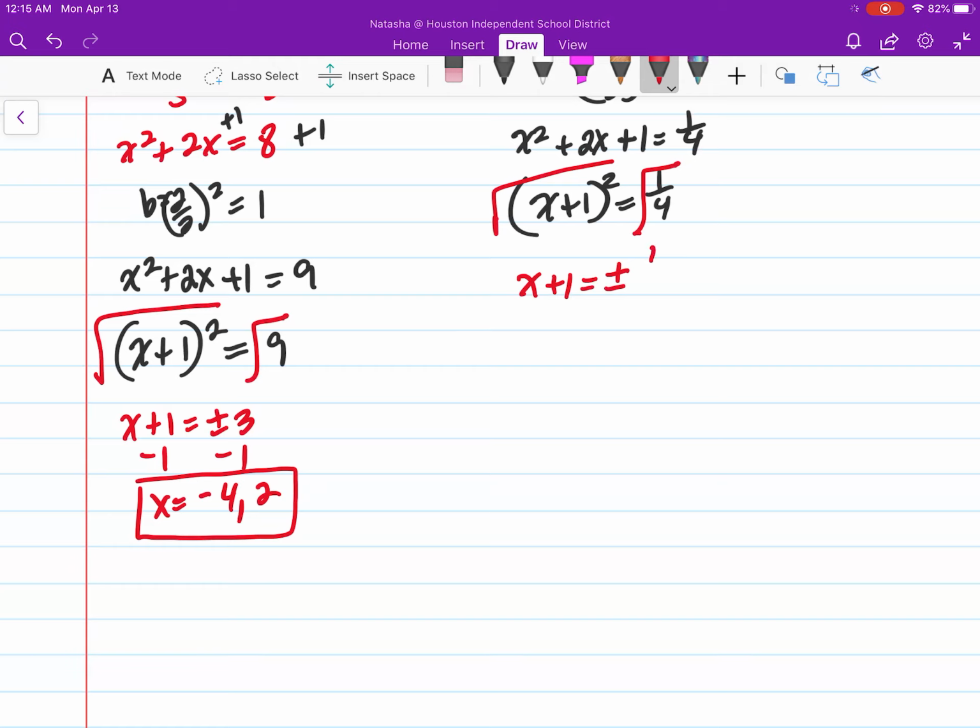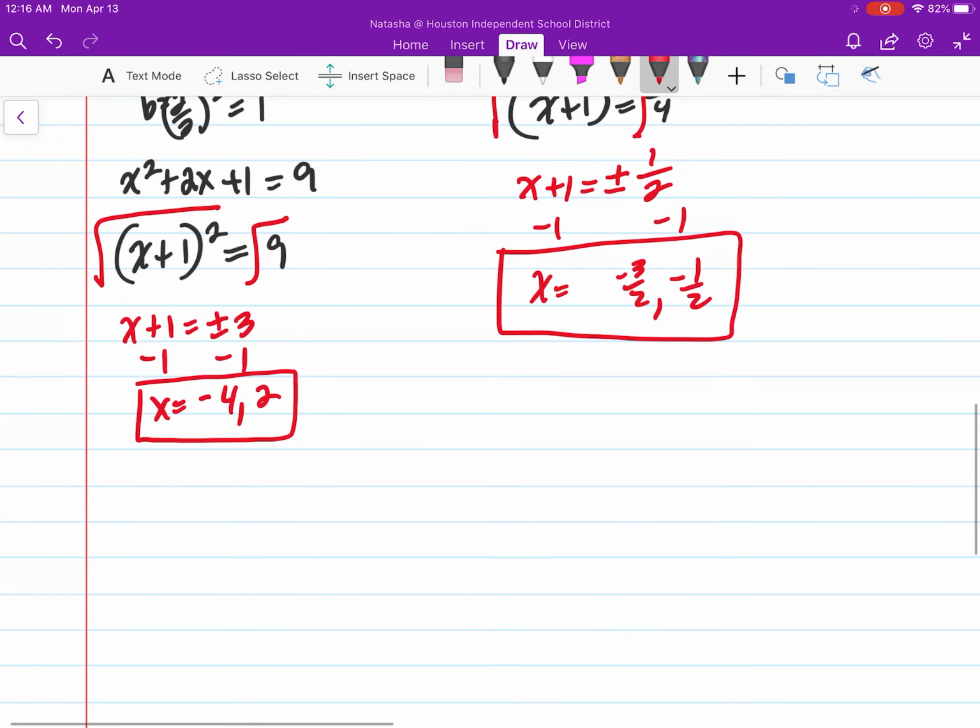Take the square root of both sides. So that's going to give me x plus 1 is equal to plus or minus. Now, the square root of 1 is 1, and the square root of 4 is 2. So plus or minus 1/2. So we're going to subtract 1 from both sides. So that's going to give me x is equal to negative 3/2 or negative 1/2.